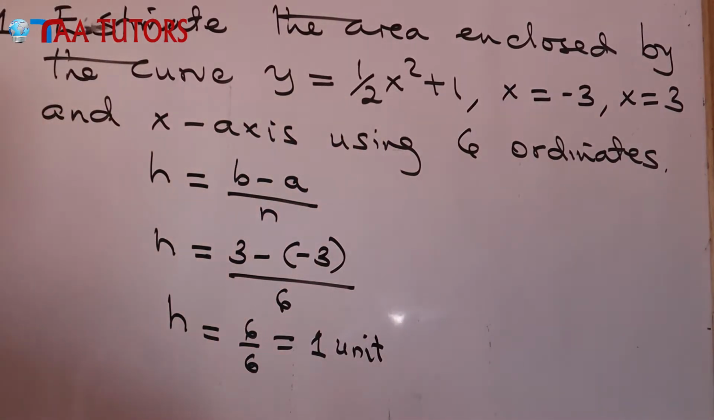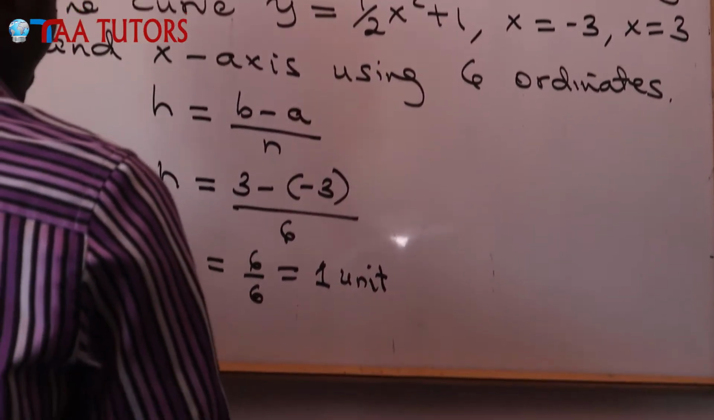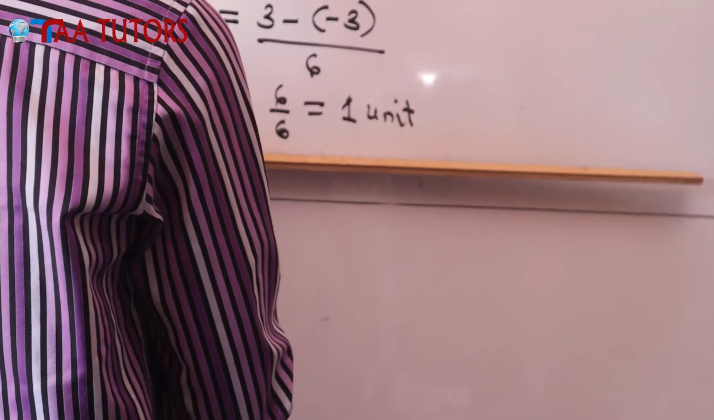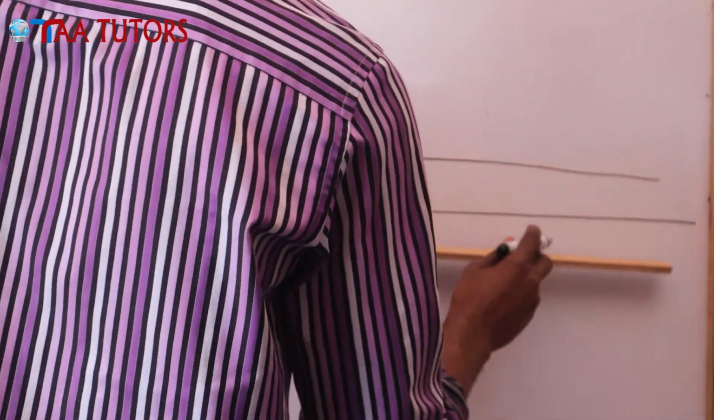Now we know that once we have that 1 unit, let us be able to draw a table. This table will be the table of the mid-ordinates.